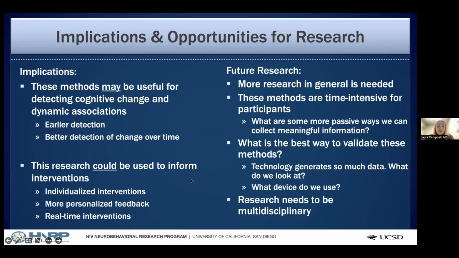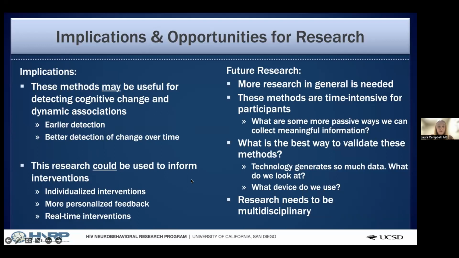There's a lot of research that still needs to be done. More research on this is needed in general. I think we also need to be thinking about what we are going to be doing research-wise versus what we could eventually integrate clinically. With that, we need to think about how time-intensive these things are, and what are more passive ways we can collect meaningful information. So passive sensors, other passive technologies that can give us a lot of good information but don't require as much active participation. Another thing we've struggled with is the best way to validate these methods.